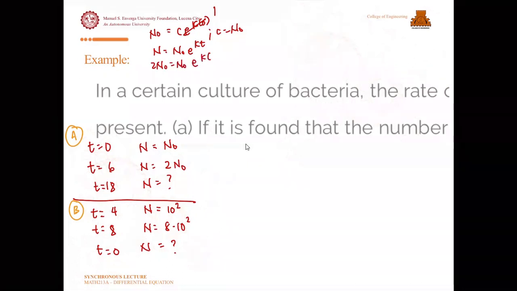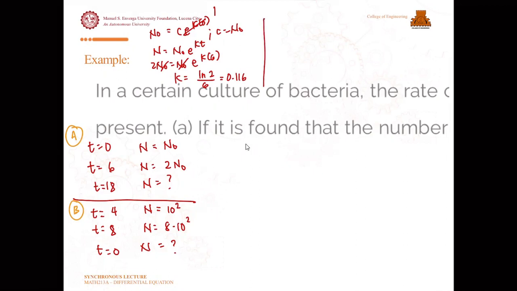Then, kapag nag-double daw yung initial value at 6 hours, makukuha natin yung value ni K. So K is equal to ln of 2 over 6. Okay, so ln 2 over 6 is 0.116.